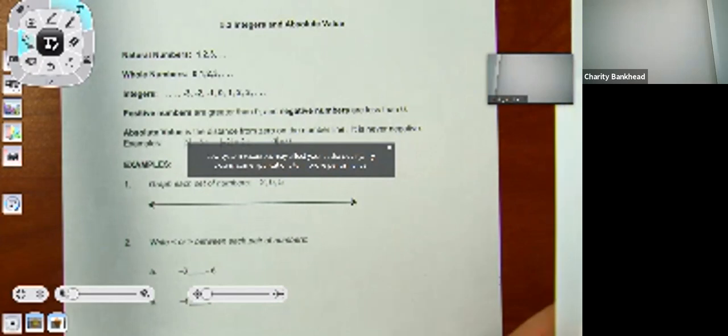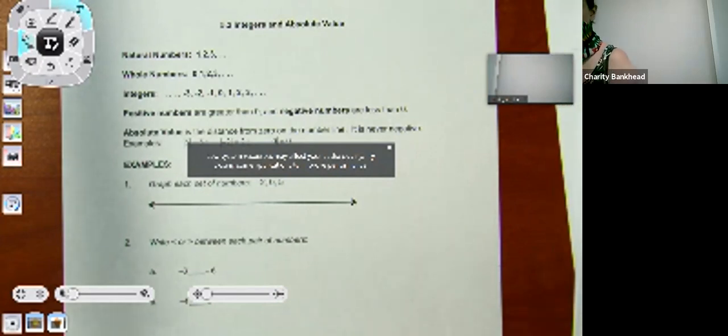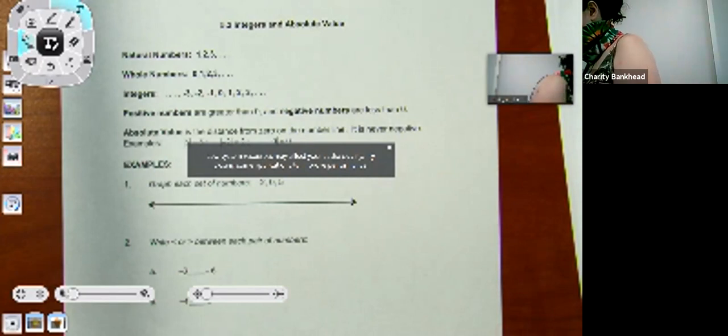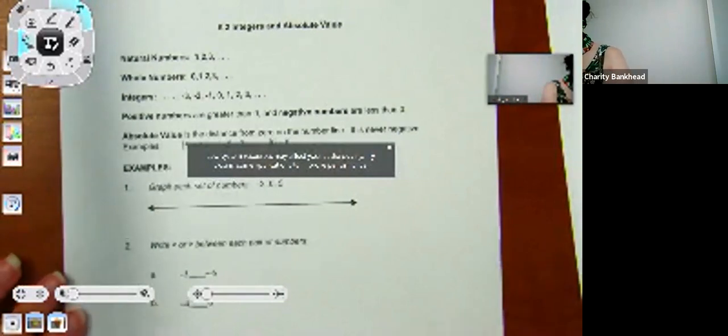Okay, so 5.2 is where we're at today. Integers and absolute value. All right, so natural numbers are also known as the counting numbers. And I think we mentioned this a little bit yesterday too, but yeah, so, 1, 2, 3, 4, 5, 6, 7, 8, 9, and so forth.